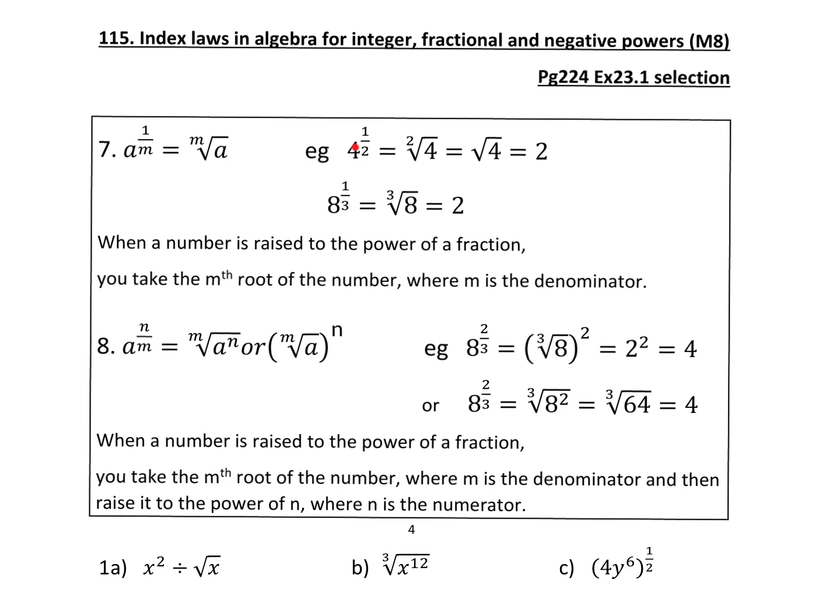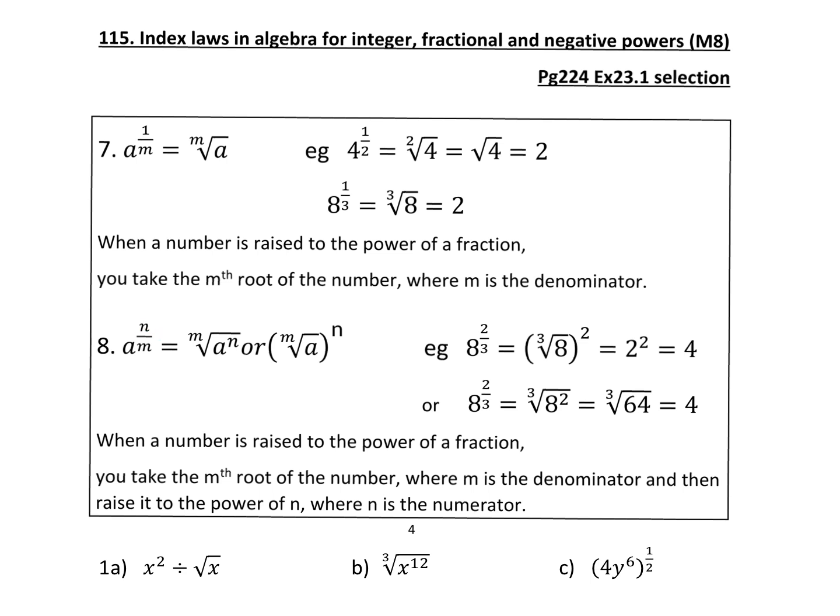So 4 to the power of a half, you've got 1 as your numerator, so you can go straight to the denominator and say I'm going to take the square root of 4, which is 2. When you've got 8 to the third, you can see 3 is your denominator, so you're going to take the cube root of 8, which is 2. So when a number is raised to the power of a fraction, you take the mth root, where m is the denominator.